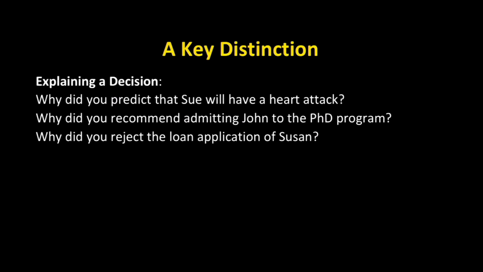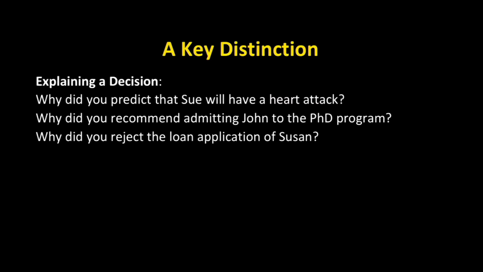But let me first make a key distinction, because the word explanation is now being discussed a lot, and there are different modes of explanations and different things that people have in mind. There is the notion of explaining a decision, where you would come and say, why did you predict that Sue will have a heart attack? Why did you recommend admitting John to the PhD program? And so on. Here I have a classifier, and then I have an instance, and then the classifier made a decision on this instance. And then I'll say, why did you do that?